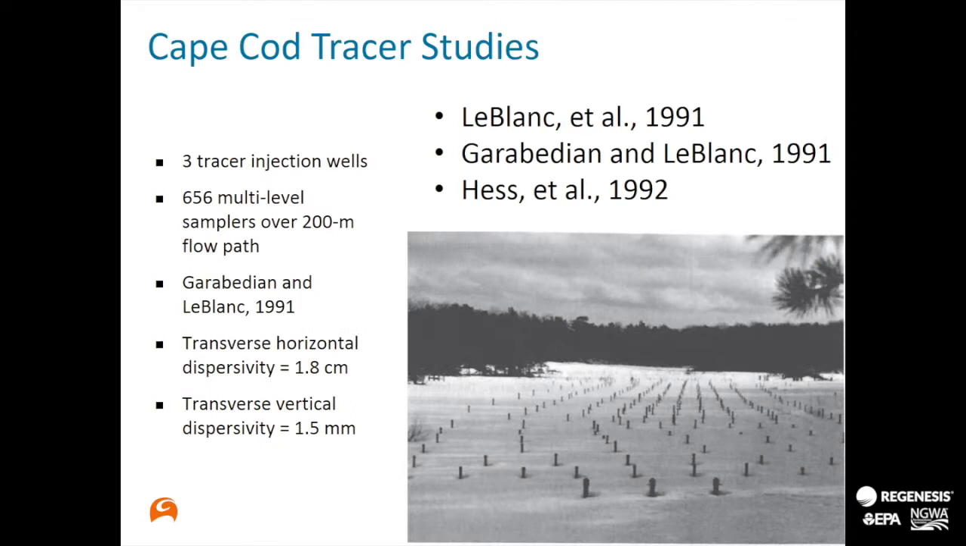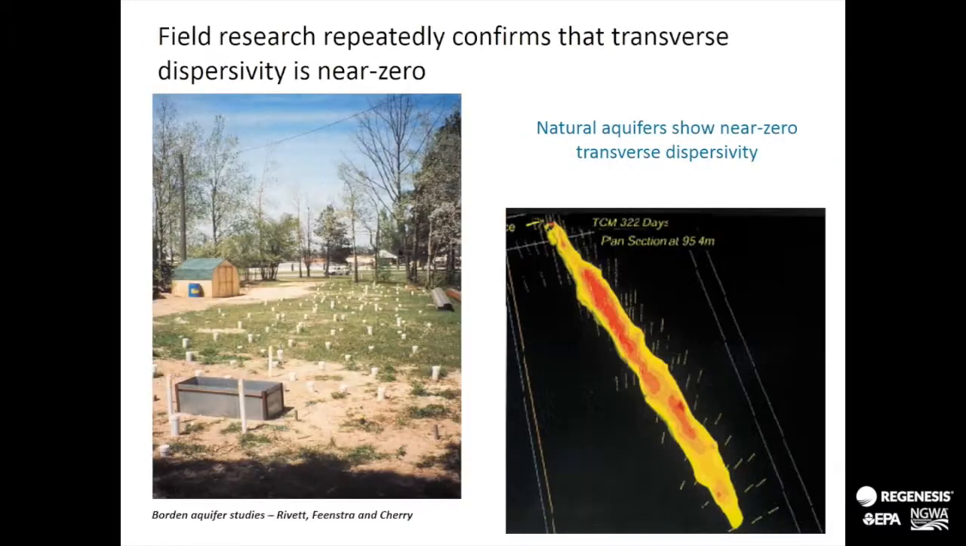So those Cape Cod tracer studies, by the way, there were 3 injection wells, 656 multi-level samplers over a 200-meter flow path. And that transverse horizontal dispersivity, 1.8 centimeters, that is of the same scale as aqueous phase diffusion. The vertical, likewise, 1.5 millimeters, in the same range as aqueous phase diffusion over those distances. So field research, wherever people have closely looked at plumes where they had a single source, they tend to get very long, narrow plumes, very little dispersivity.